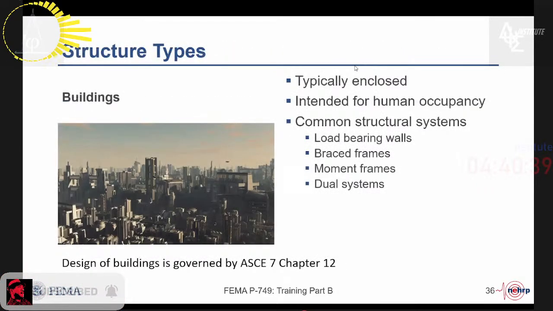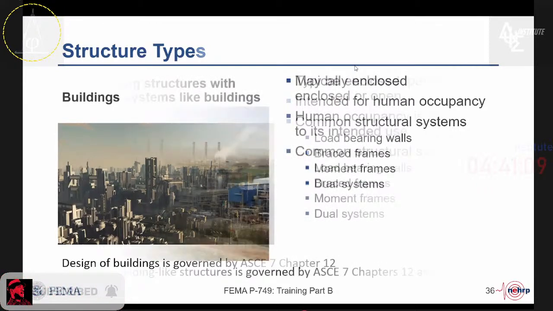Buildings, of course, are the things that most of us design most of the time. Buildings are defined in the building code as a structure that is typically enclosed and has a primary intended use of human occupancy. Common structural systems for building type structures are load-bearing walls, braced frames, moment frames, and dual systems. The criteria for design of building structural systems are contained in Chapter 12 of ASCE 7.